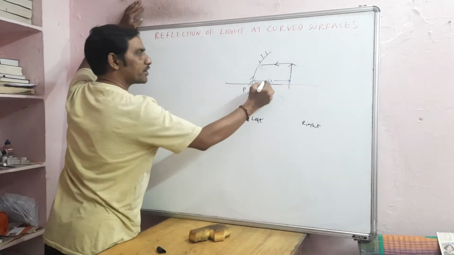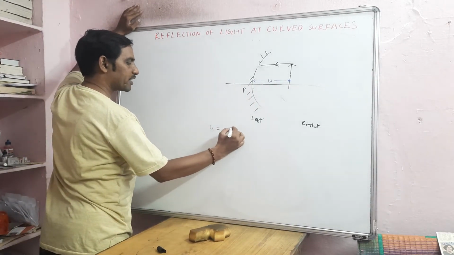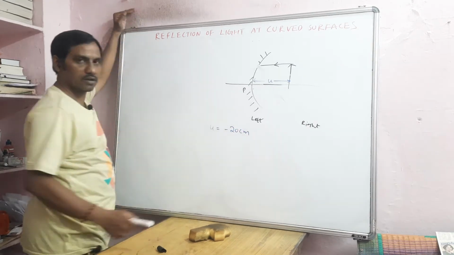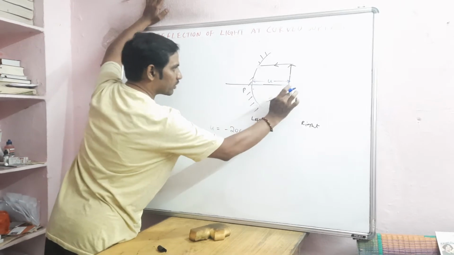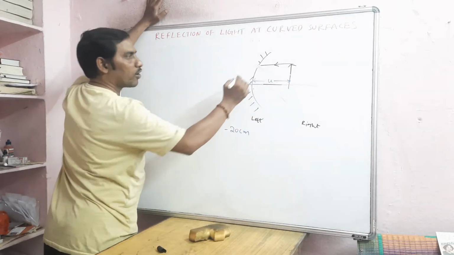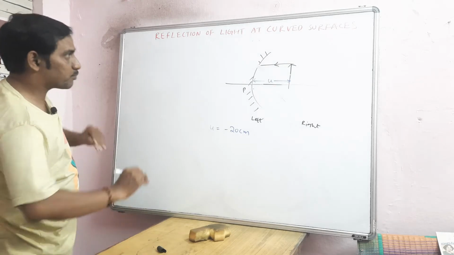So the U value you have to take as negative. For example, if they say the object distance is 20 centimeters, you have to take minus 20 centimeters. Why? Because you are measuring the distance from left to right, whereas the light ray is coming from right to left. So these points you have to remember.